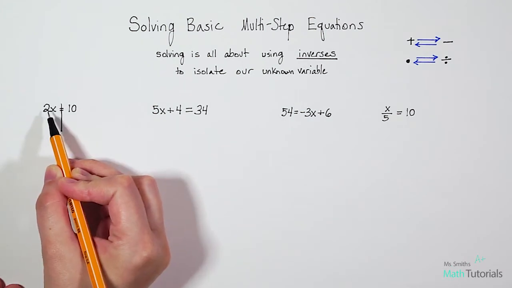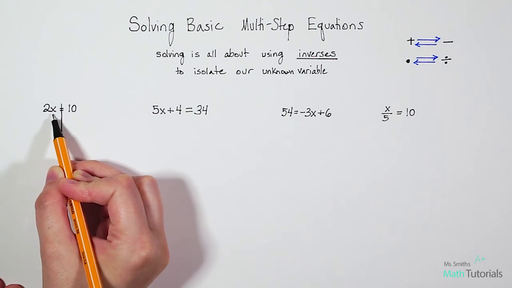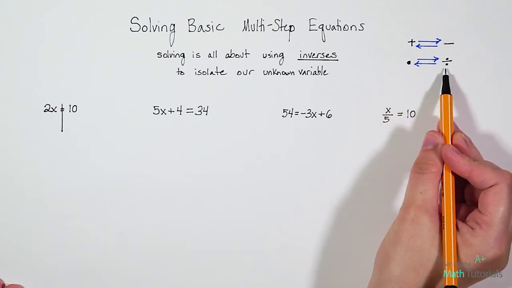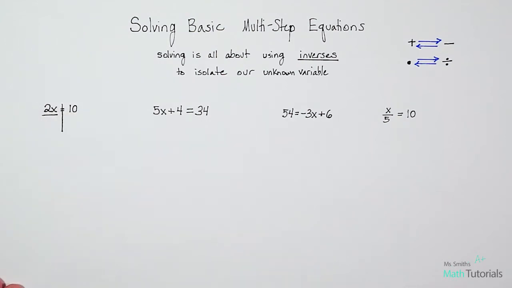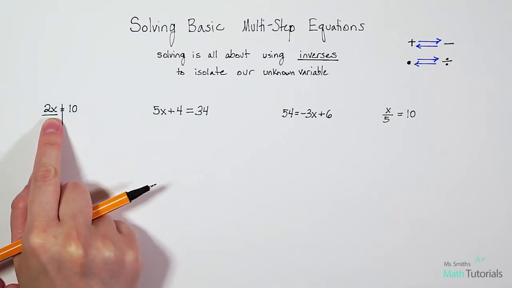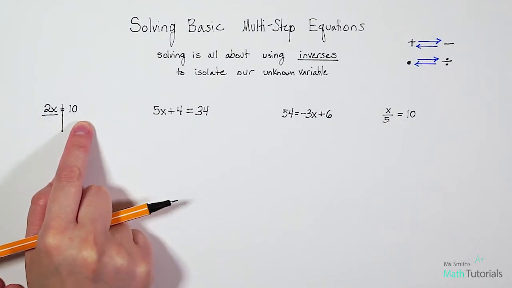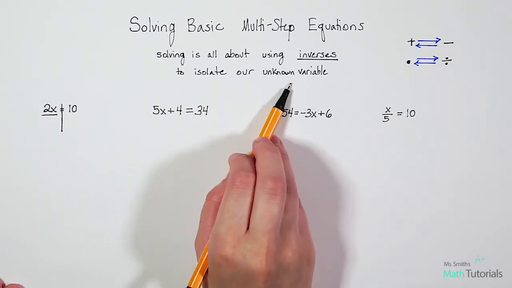This is 2 times x. Anytime we see a letter and a number right beside each other like best friends, they're tied through multiplication. So what's the inverse of multiplication? Division. So we can divide. And what we divide by is very important because we don't want to move our main character in this case. We want our main character to stay right where it is, our x, but we want the best friend to move to the other side, to move away from the x, because remember, we're trying to isolate our unknown variable.